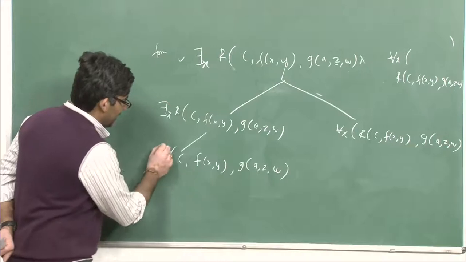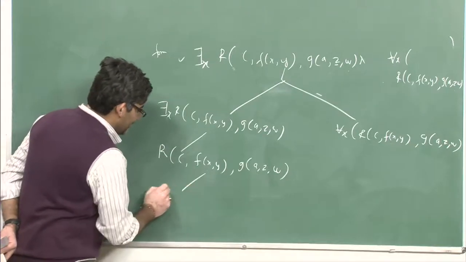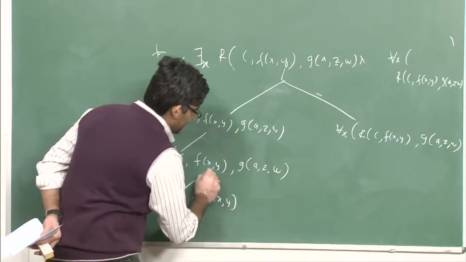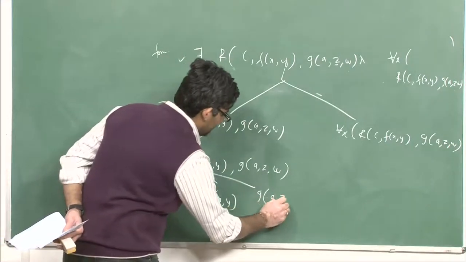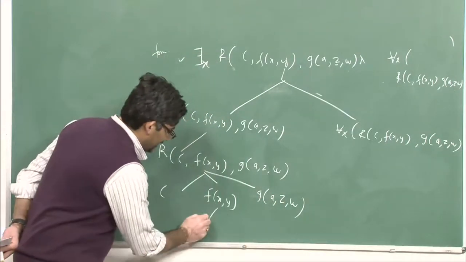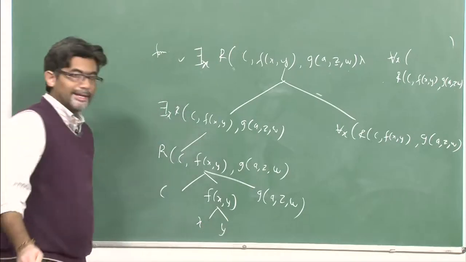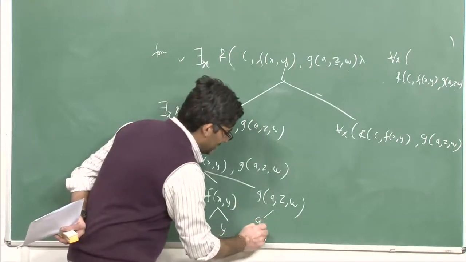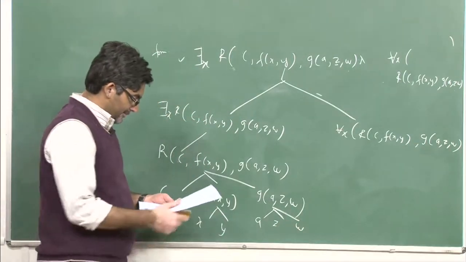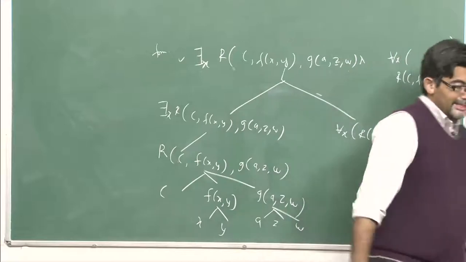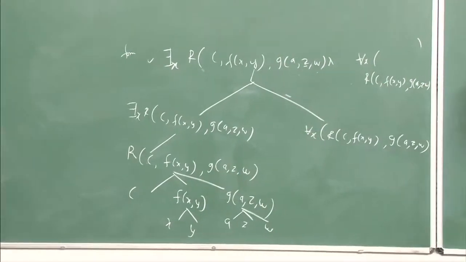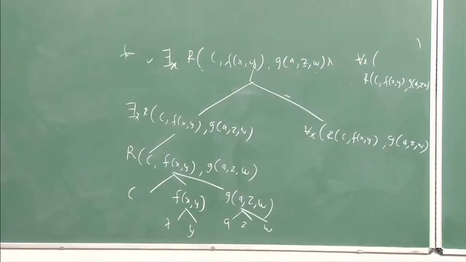So now it will be like this. It will be further expanded to F of X and Y, and then G of A Z W. So this further expands to X and Y, and then G expands to A Z W. In this way we can construct the formation tree for a given formula.